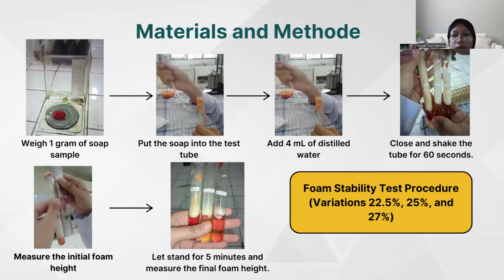And this is the foam stability test procedure. First, measure 1 gram of soap and place the soap in a test tube and add 4 milliliters of distilled water or aqueous, close the test tube and shake vigorously for 16 seconds.